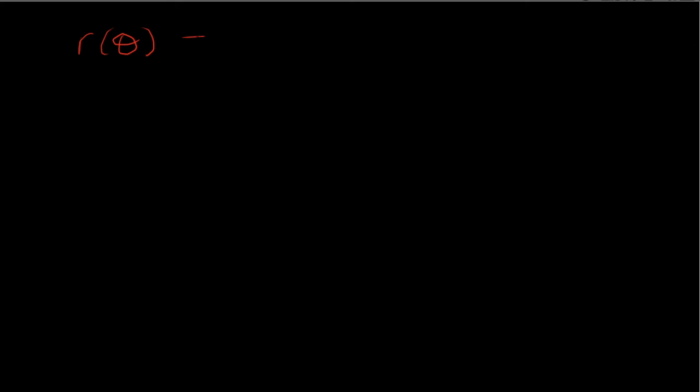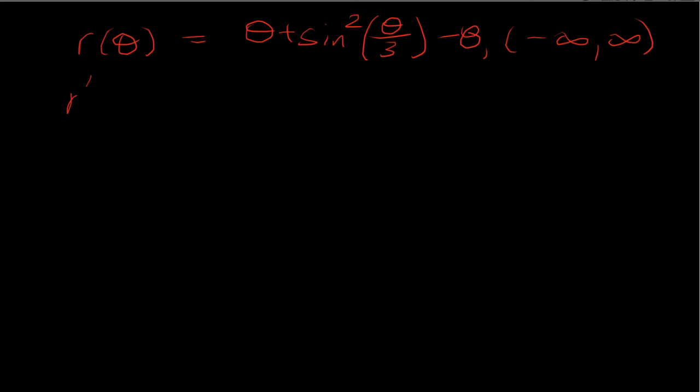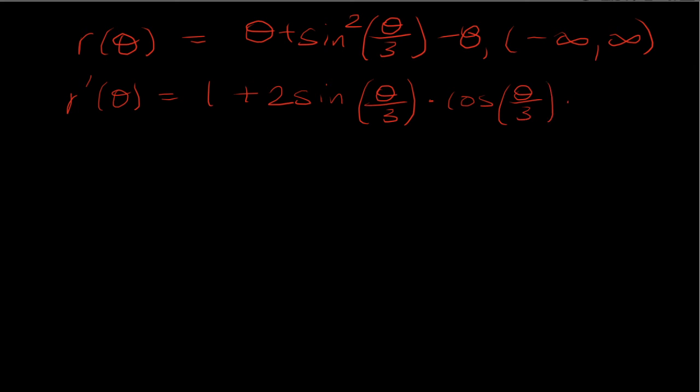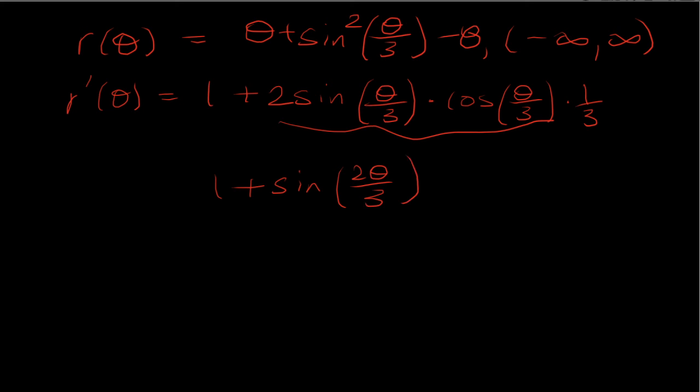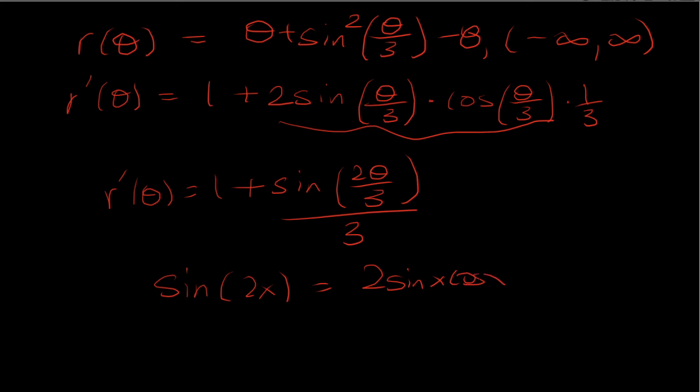The last one. This one involves a trig function. So this is on the real number line. Finding the derivative is a little tricky because we have to use the chain rule. So bring down the exponent, keep the sign the same, multiply by the derivative of sine, and then the derivative of theta over 3. I can rewrite this part as sine 2 theta over 3. And then I have the 1/3. The reason I can do this is because sine 2x is 2 sine x cosine x. And x here plays the role of theta over 3.